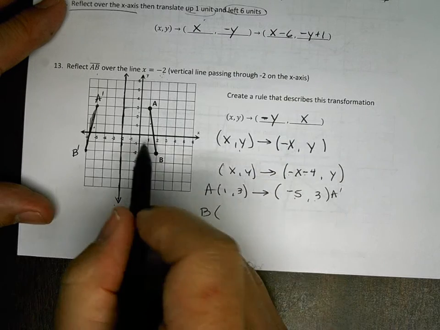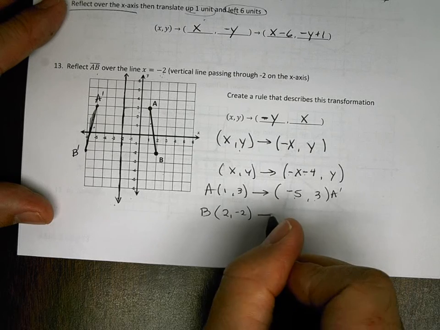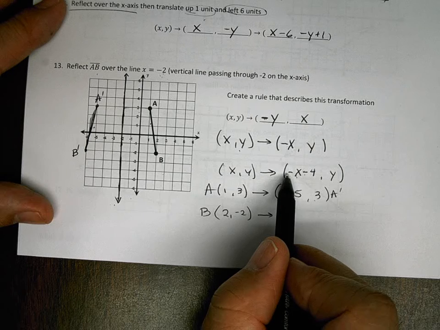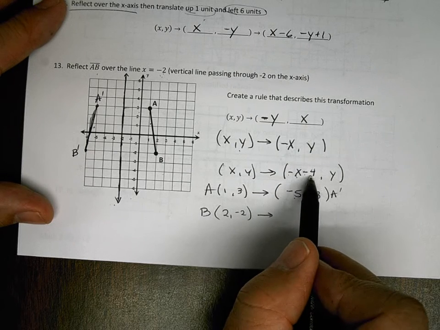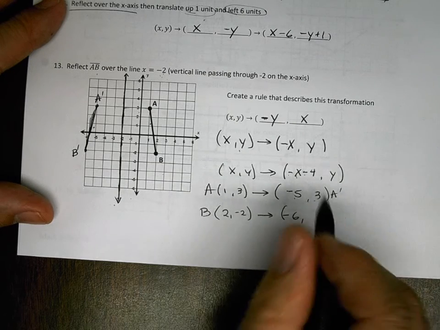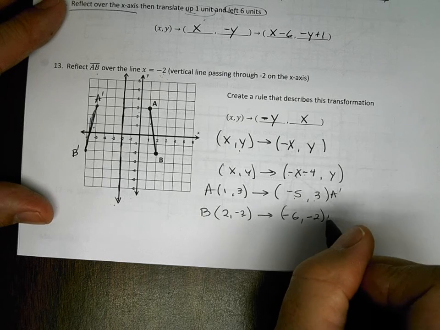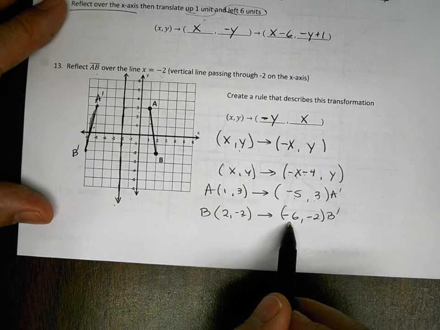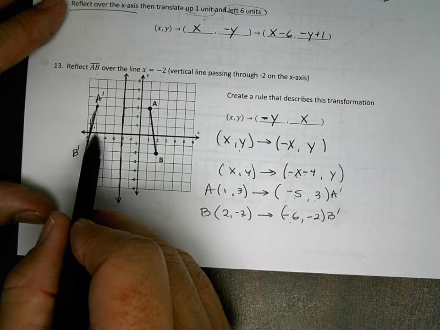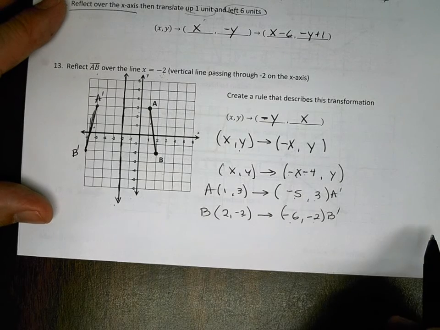Let's check out B. B is currently at 2, negative 2. And if we follow our rule, we plug in 2 right here. So 2 becomes negative 2 minus 4, which is negative 6. And our y is unchanged. That's B prime. Let's see if B prime's at negative 6, negative 2. Negative 1, negative 2, negative 3, negative 4, negative 5, negative 6, negative 1, negative 2. And there it is. So the rule works.